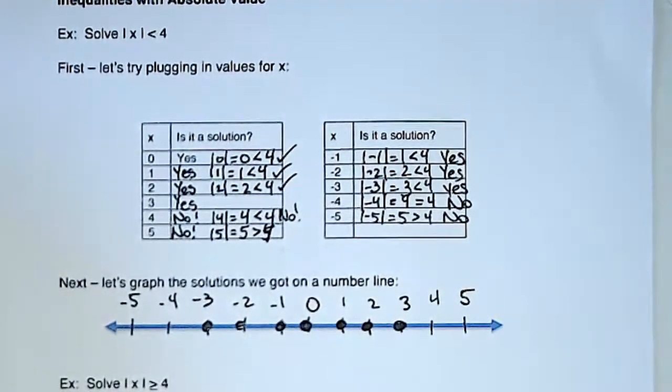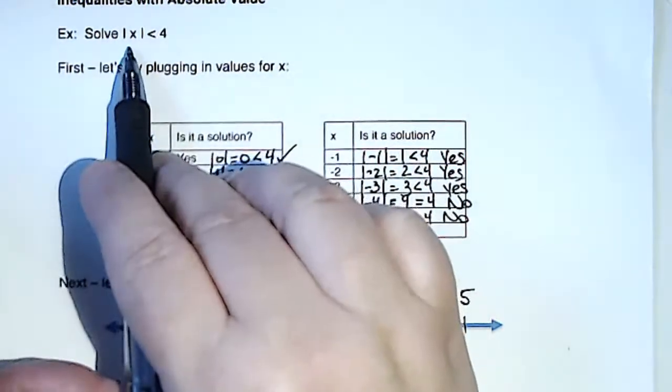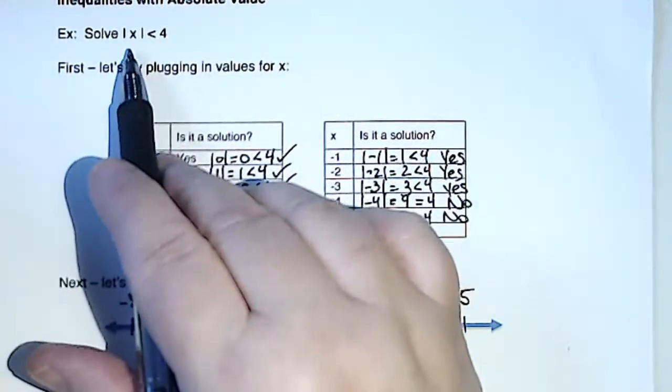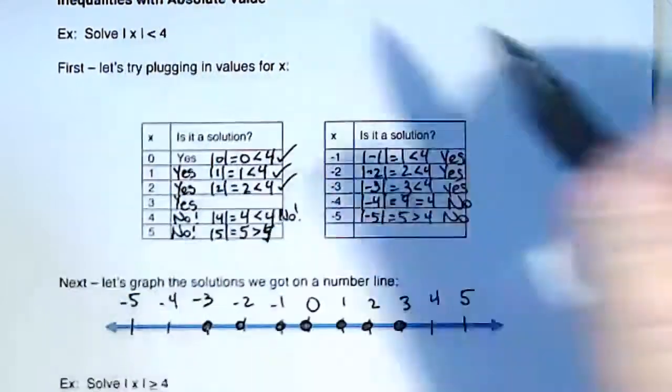That's interesting. All the points that work are on the inside, closest to 0. The numbers which do not work are on the outside. And in fact, we can think about larger numbers like 10 or 100. The absolute value of 10 is 10. That's way too big. How about negative 10? The absolute value of negative 10? Again, 10, way too big.